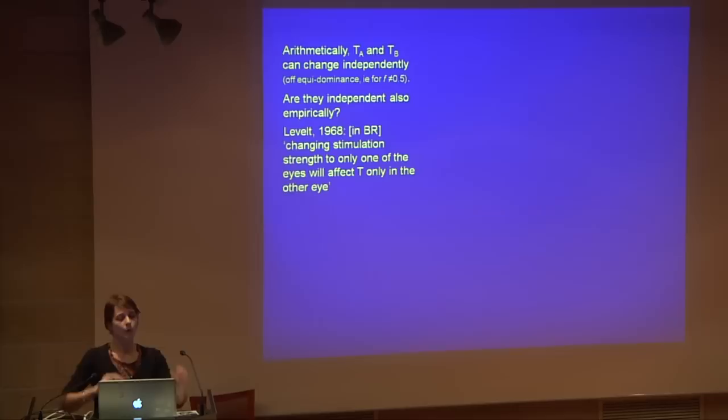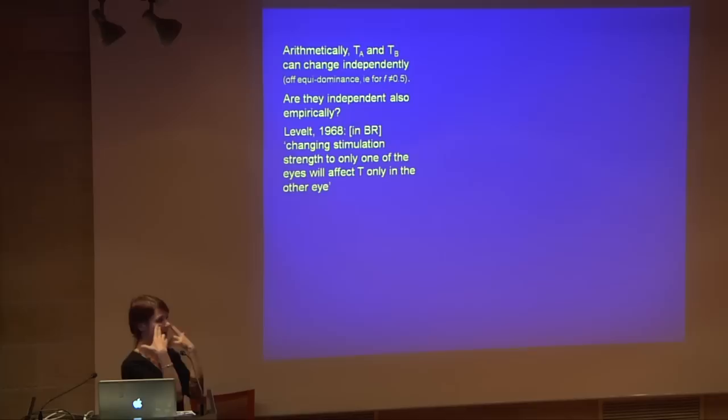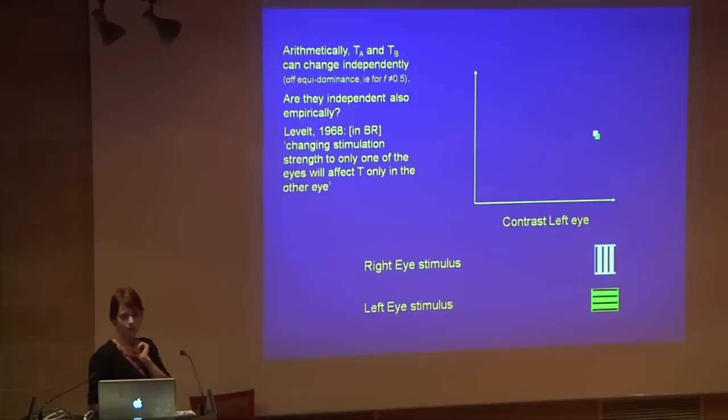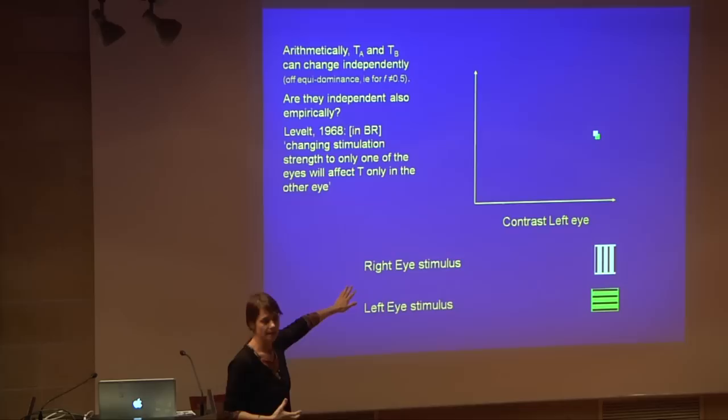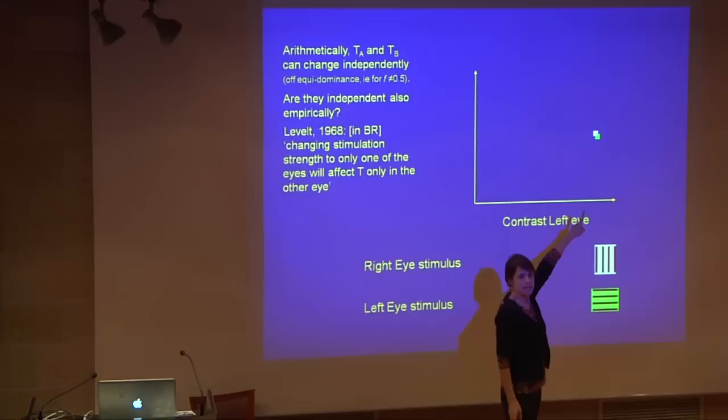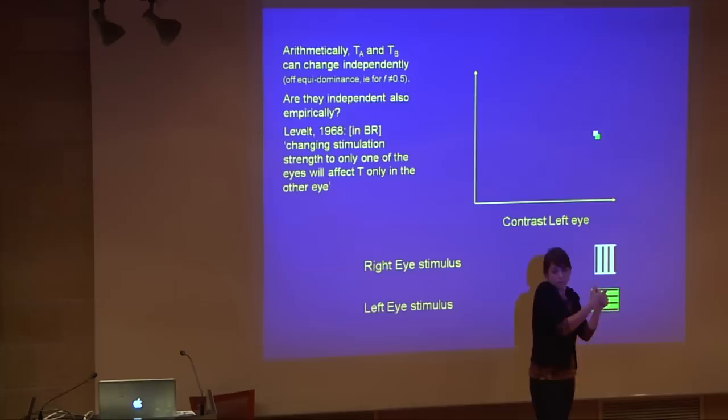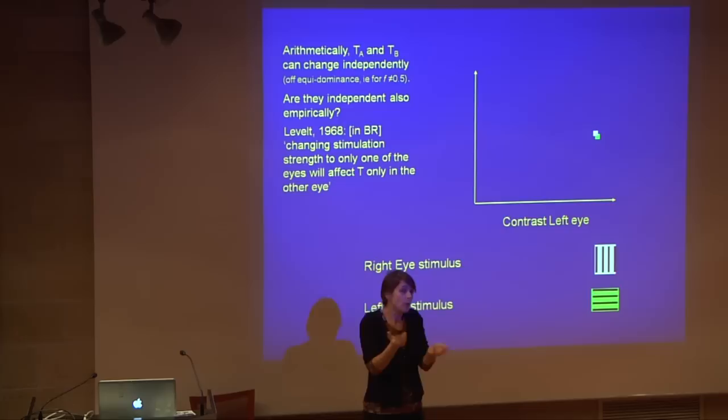So in 1968, Levelt published a seminal work called On Binocular Rivalry, where he measured everything under the sun. And he made an interesting observation, which is that changing the stimulation strength to only one eye, so in binocular rivalry, you start with, I have it in slides. So let's say you start, so the x-axis now is going to be the contrast of one of the eyes, let's say the left, okay? The right eye contrast is going to be fixed on some number. Let's say that number is 80, whatever, okay? So when the left eye is on the same contrast, subjects will be at 50-50, will be at equidominance, okay? So the fraction will be 0.5, and the mean durations will have some number, I don't know, 3 seconds.